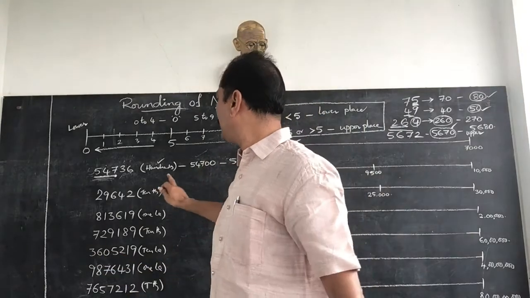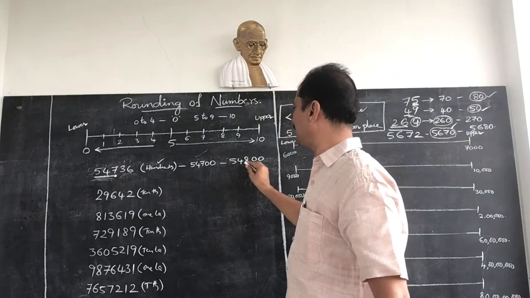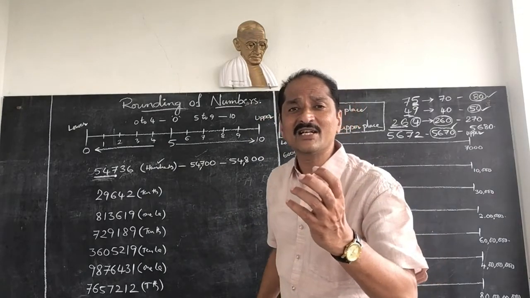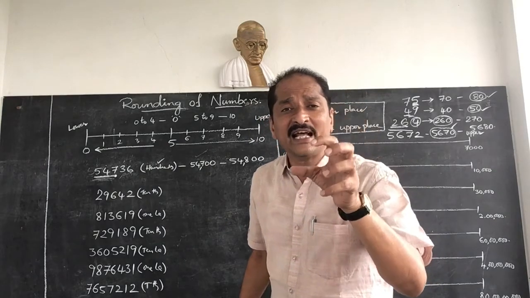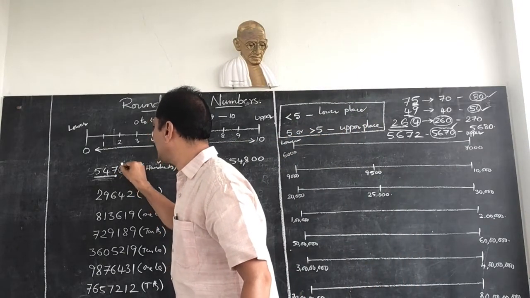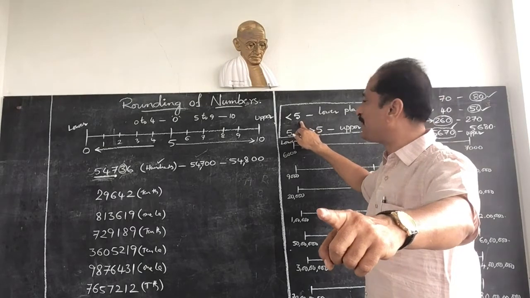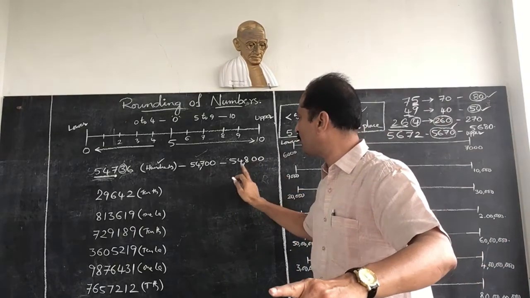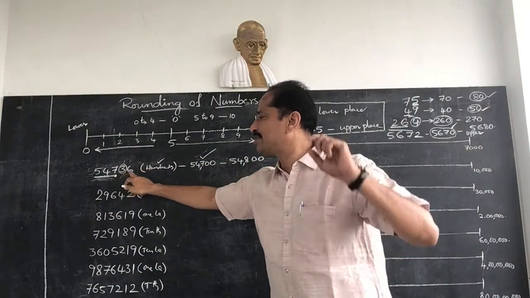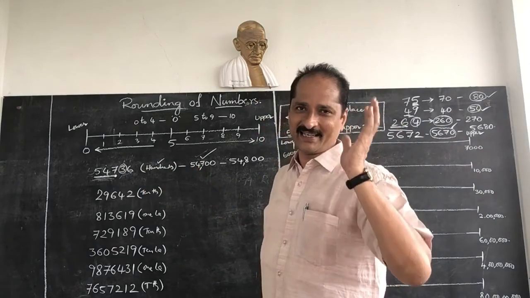Okay. So now here we are going to round off to the hundreds place. So should it be rounded to the lower 100 or the upper 100? See here, 54,800, 54,700. To round off, we should see the next lower place than hundreds. The next lower place than hundreds is the tens place, and the digit in the tens place is 3. 3 is less than 5. If it is less than 5, we round to the lower place, which is 54,700. So 54,736 should be rounded to 54,700.